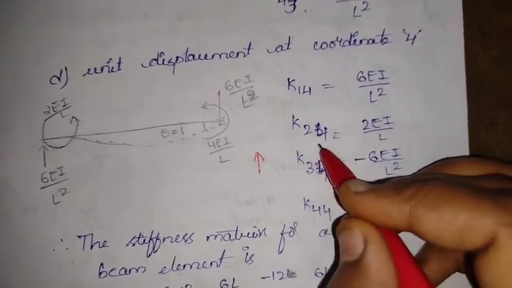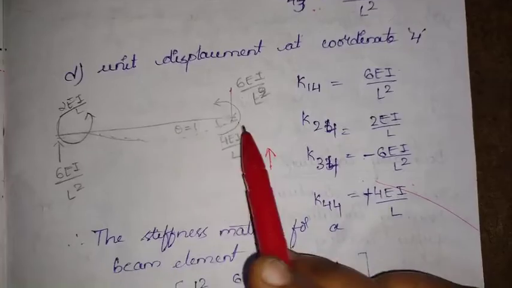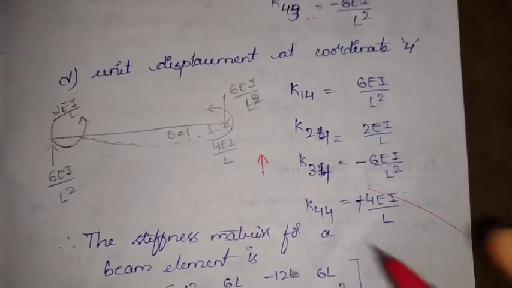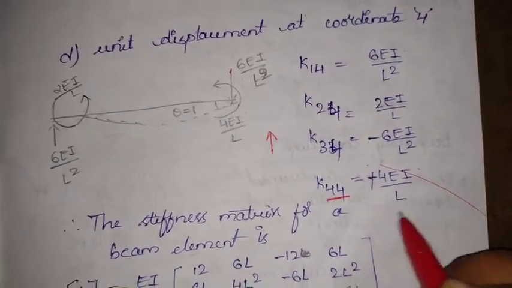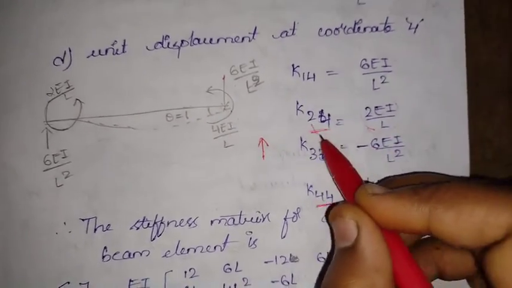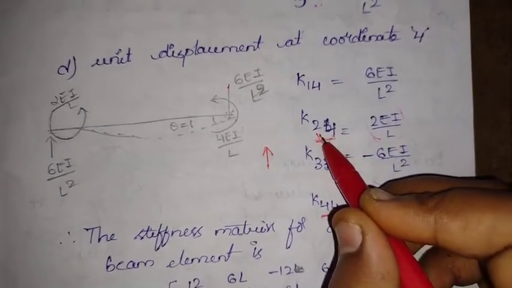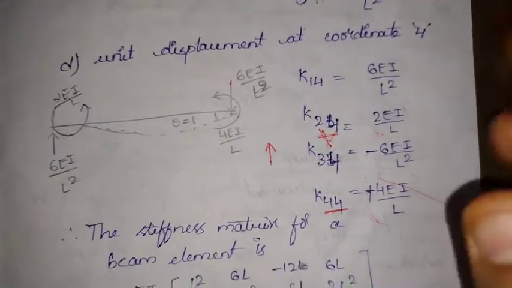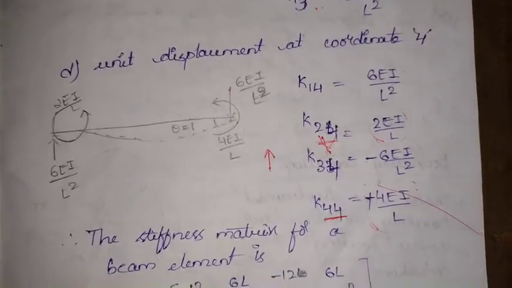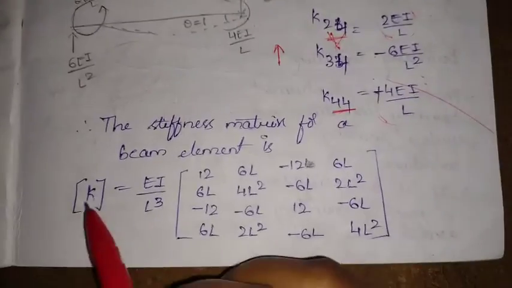Okay, K24, 2 4 is nothing but moment and moment. If both are moments, we have to take the carryover on that side. So K44, both are same, 4EI by L, and the other one is different, 2EI by L. Both are moments, but at one node we are applying the force and at the other node we are evaluating the displacement. So we'll just be writing the stiffness matrix.